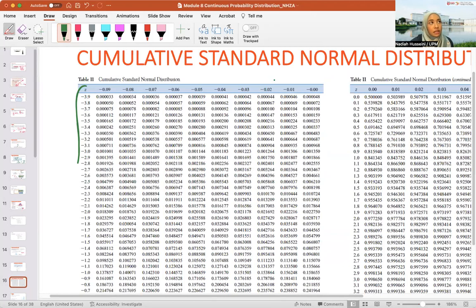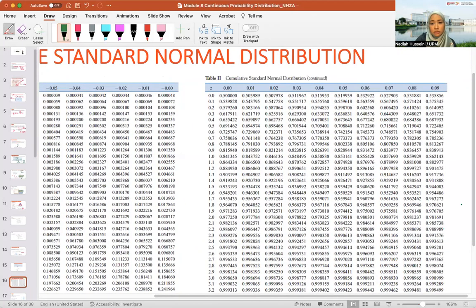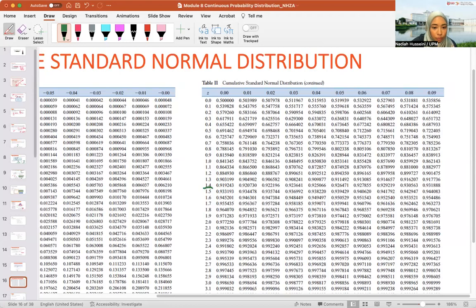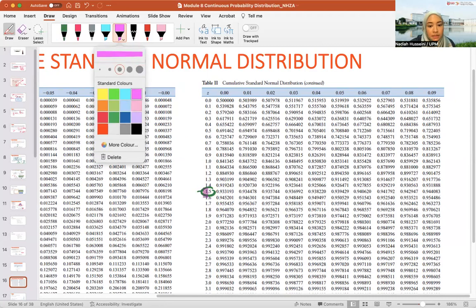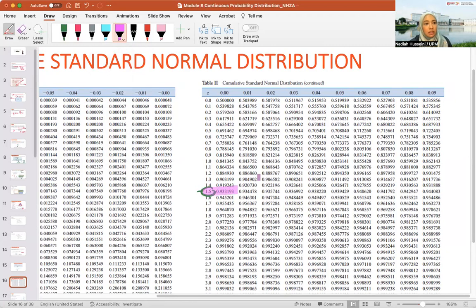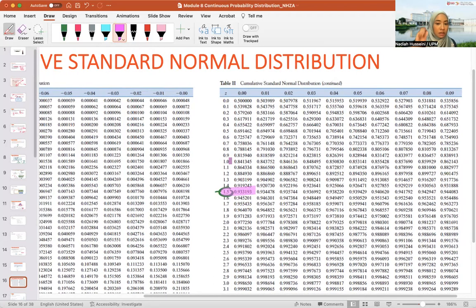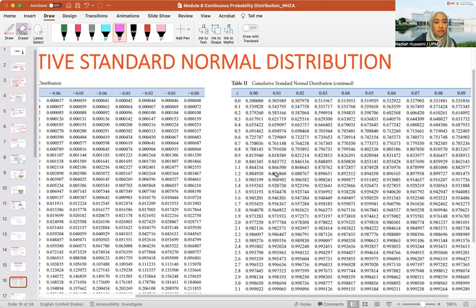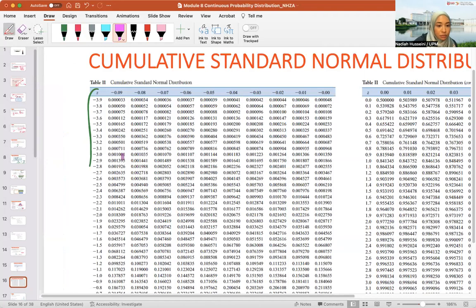So let's say my z value, I said it was 1.5. So how would I figure out the cumulative standard normal distribution? So 1.5, right? 1.5 is over here. And the decimal place is 0 because I just specified 1.5. So basically the value is, let me use a highlighter for this. Oops, this is too big. This is the value. Because I specifically said my z value is minus 1.5, not 1.5. So this is not it. This is positive, going to this side. And minus 1.5 is down here.